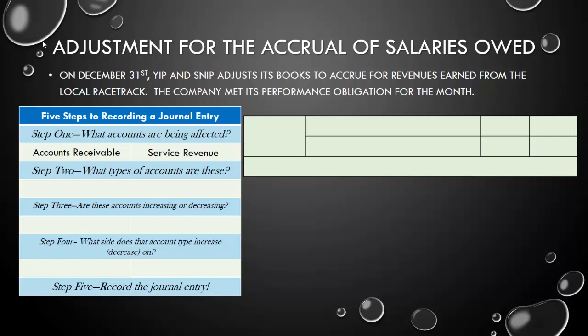What type of accounts are these? AR, accounts receivable, is an asset. Service revenue is a revenue account. The amount of money owed to our company by outside parties is going to increase after we adjust our books because now this racetrack owes us money. And the amount of actual services that we provided during December that's showing on our books is also going to increase after this adjustment. What side do these change on? Well, assets go up with a debit and revenues go up with a credit. So the adjusting entry to recognize this is going to start with a debit to accounts receivable.